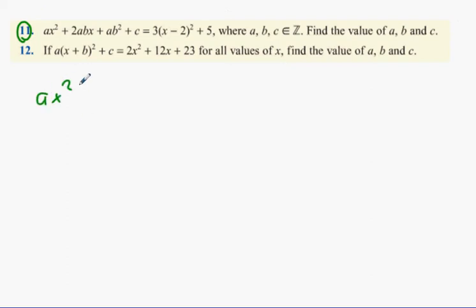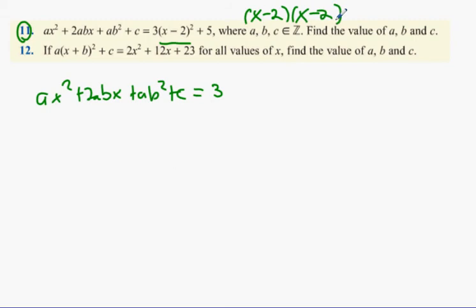It's ax squared plus 2abx plus ab squared plus c equals 3 times... Square that out. What happens when you square it out? It's x minus 2 multiplied by x minus 2. When you multiply that out, you will get x squared minus 4x plus 4. That's what happens when you multiply that out. Okay? It'd be plus 5.